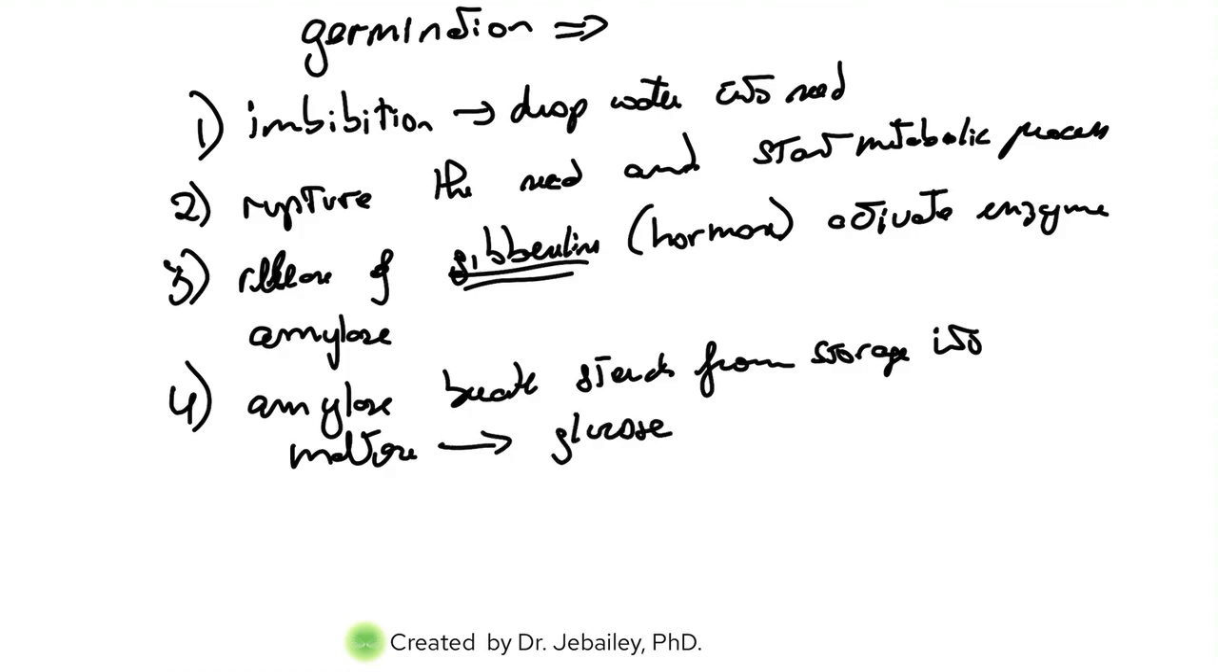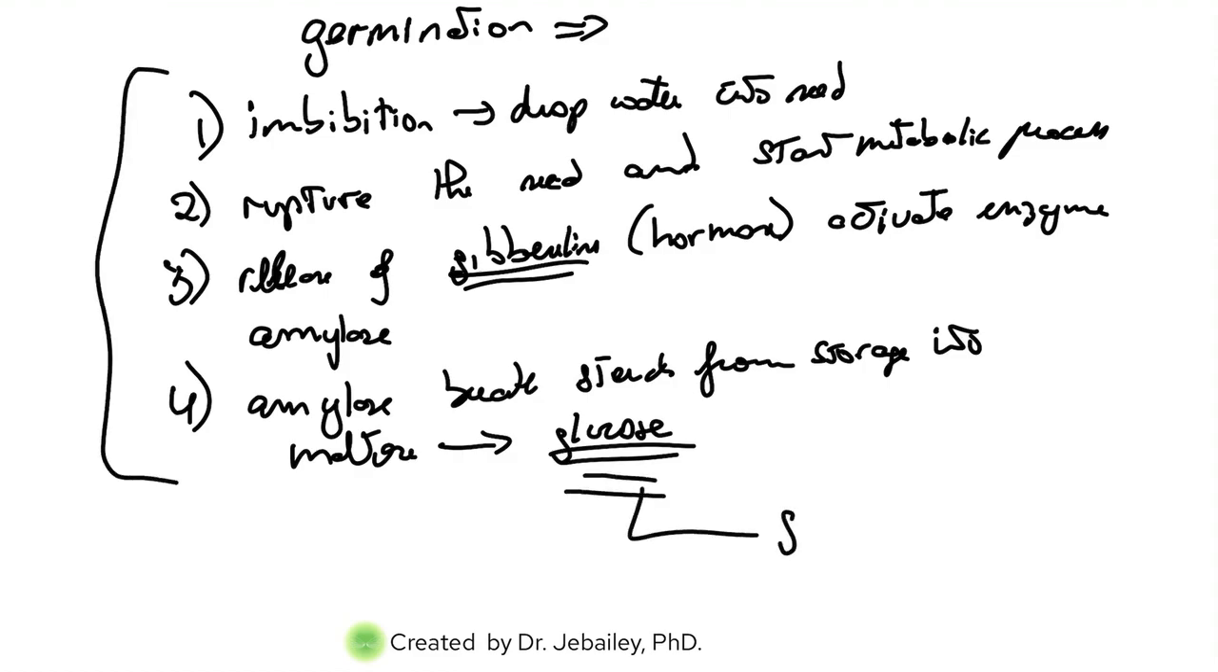And why you need that? Because you need to break glucose to get the energy needed to grow the plant. So this whole process of germination is just to get to glucose, because eventually we use glucose for energy, because again, the plant is going to be built up, right? So that's the germination.